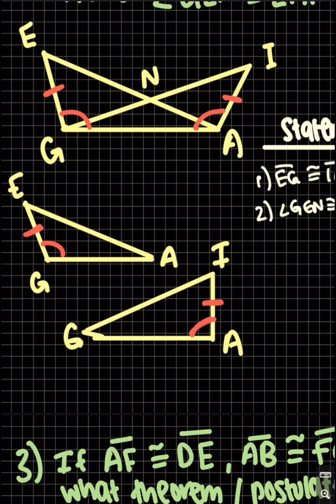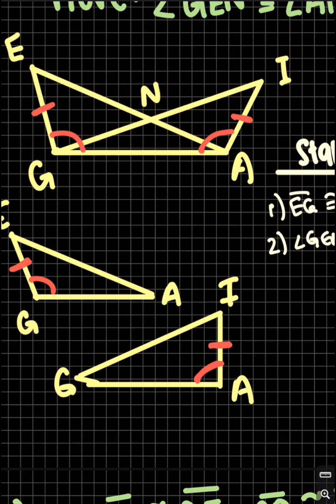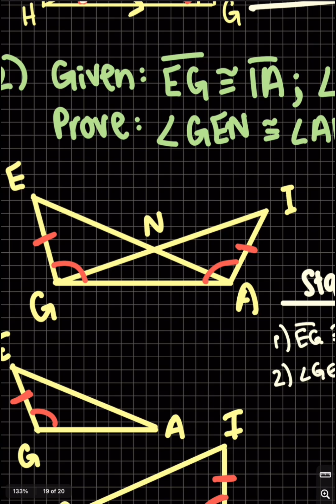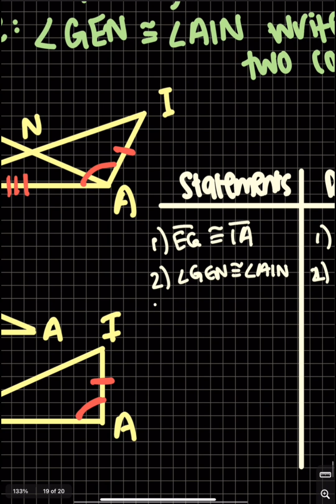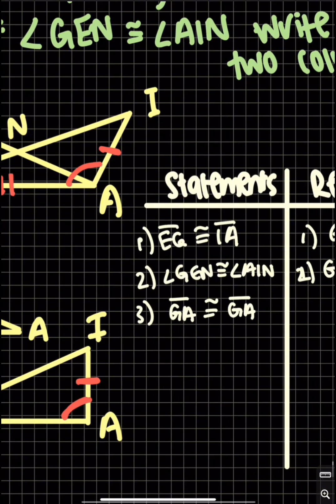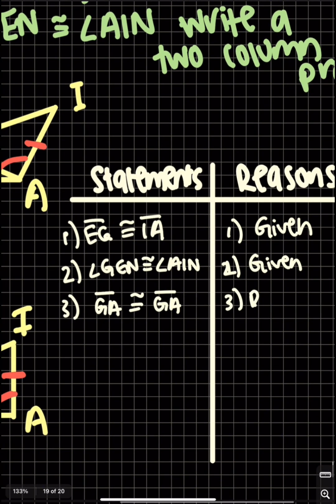Now let's try to prove another side. Let's look at this triangle and at this figure. I can see here that G and A are being shared. Therefore, by the reflexive property, I can state that GA is congruent to GA. Let's write that in our proof. So GA is congruent to GA, and that is by the reflexive property.